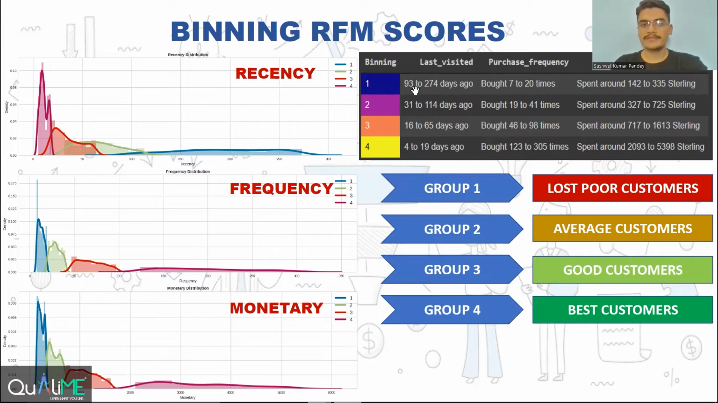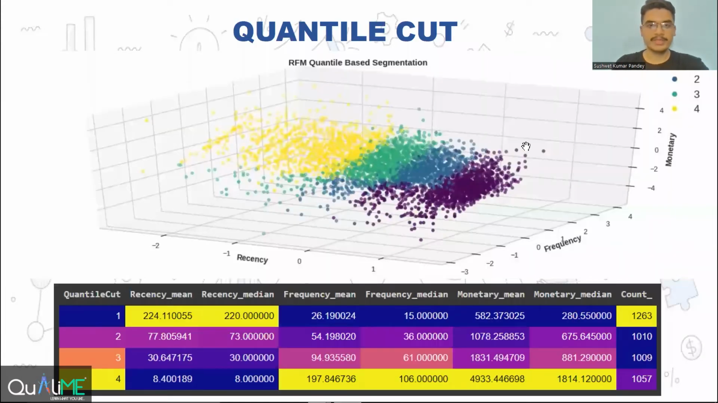So group number 1 last visited 93 to 274 days ago, and they bought around 7 to 20 times, and they spent around 142 to 335 sterling. These are the lost, poor customers. Money spent by them is very, very less. They visited long back, so these are lost. And these are the best customers. Group number 2 are the average customers. Group 3 are the good customers.